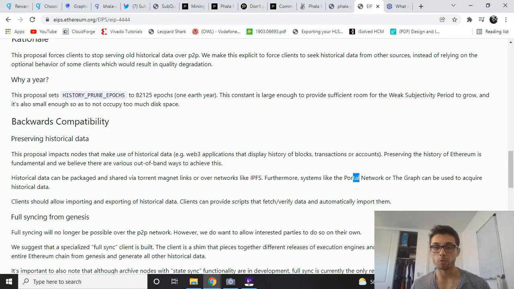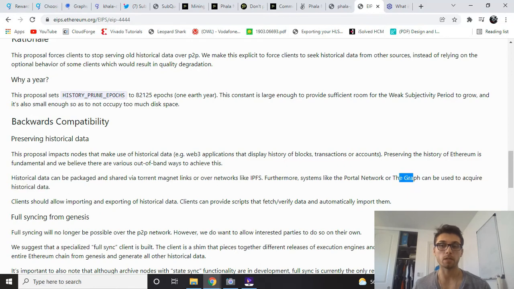Furthermore, systems like Portal Network or the Graph can be used to acquire the historical data. I've never heard of Portal Network, and that might be something worth looking into, but they do mention the Graph explicitly, so that's something to keep in mind. Like I've been saying, the Graph's functionality is so technically necessary as a building block for all these different projects that now you see it: this big chain like Ethereum might even be dependent on the Graph as well.